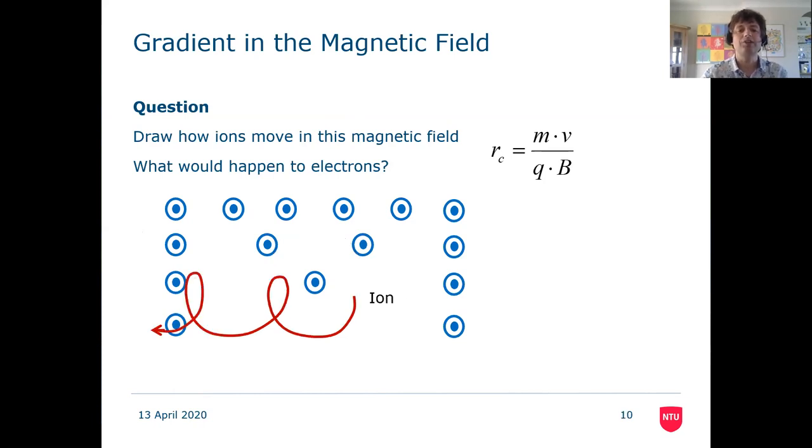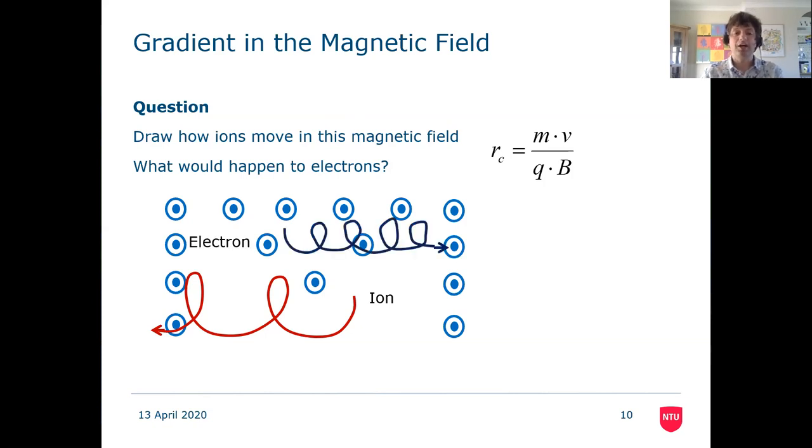When we're in a region of greater magnetic field strength, the radius of curvature is going to be smaller. When we're in a region of weaker magnetic field strength, the radius of curvature is going to be greater. And so our ion moves in this case. It spirals and it moves to the left.